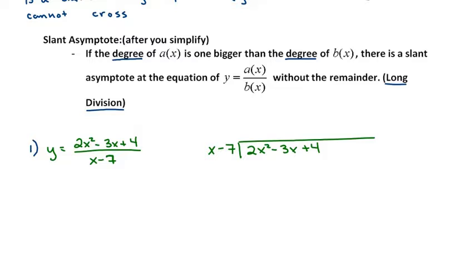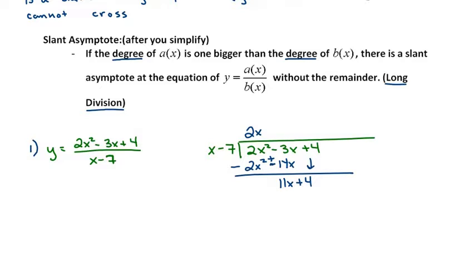So you divide. And when you divide 2x squared by x, you're left with 2x. Then you have to distribute and multiply this. So this actually becomes 2x squared minus 14x. Draw the line. Subtract or change the signs. So that's gone. It looks like 11x plus 4.